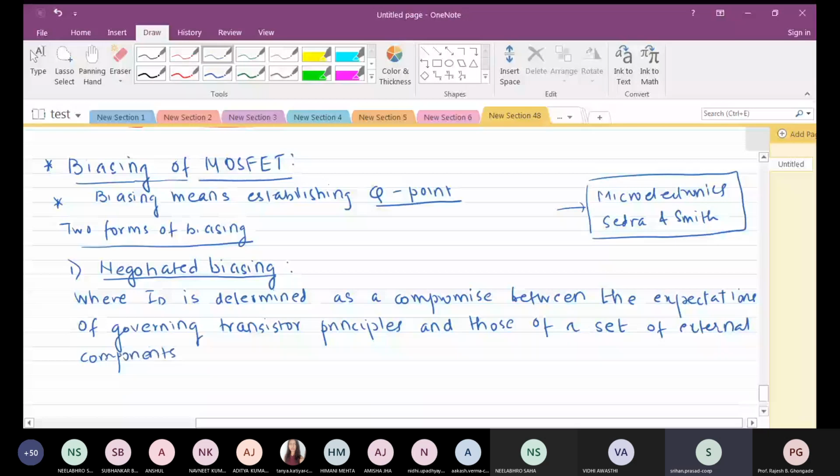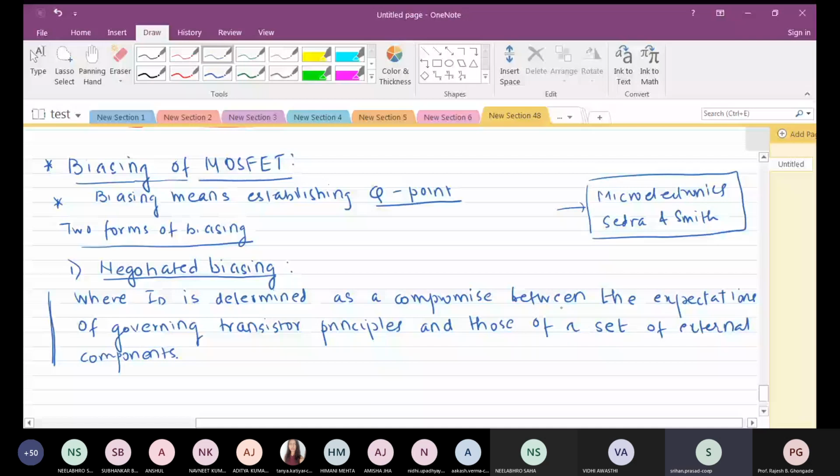Please look at this very carefully. So ID is a compromise between the expectations of the governing transistor principles, that is the relationship between the drain current and VGS, and a set of external components like the resistors which set up this VGS.